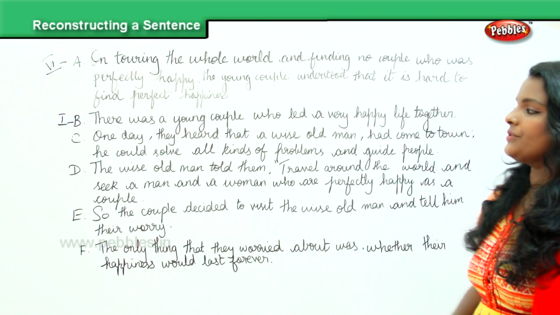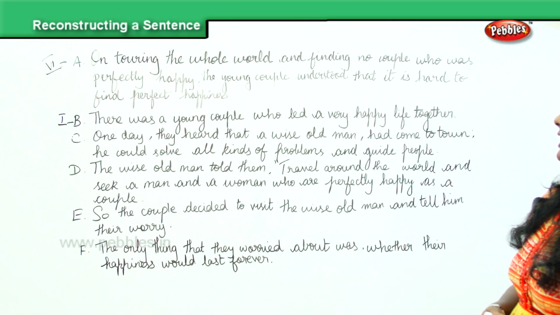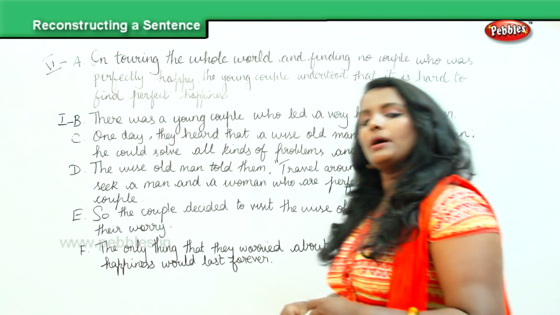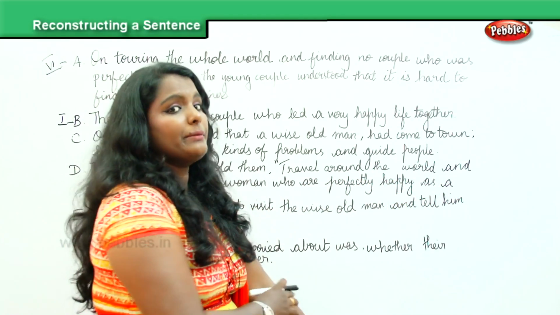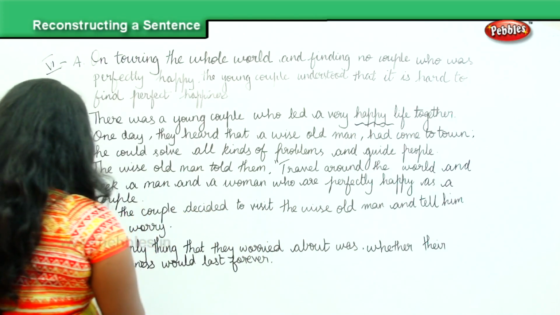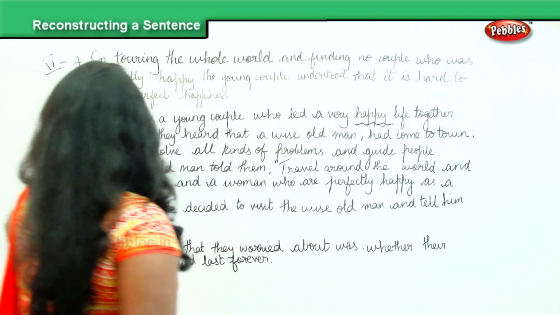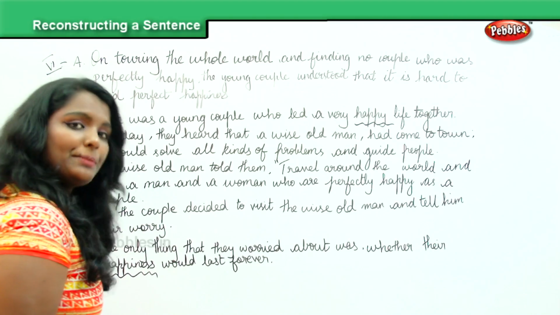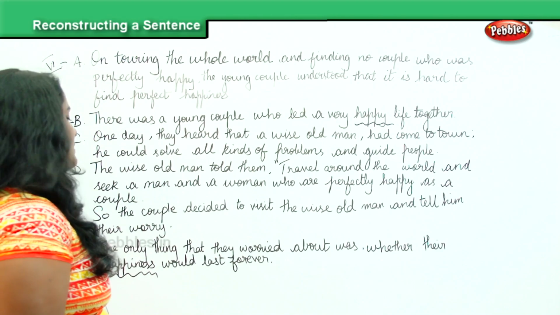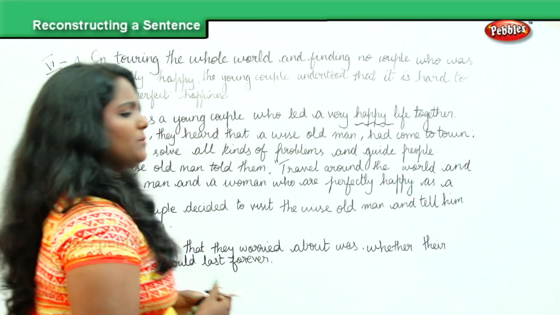If you are able to read the sentence F, the only thing that they were worried about was whether their happiness would last forever. So the first sentence speaks about how the couple were very happy. And remember the repetition of the word. You have the word happy here and you have the word happiness here. This was also discussed in the rules and tips part, right? So there was a young couple who led a very happy life together. The only thing that they were worried about was whether their happiness would last forever, right? So that's your second sentence. Another 3 more sentences left.